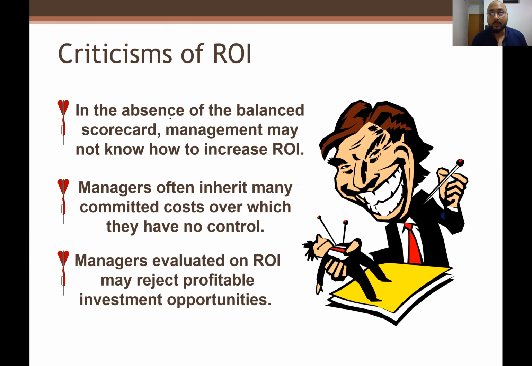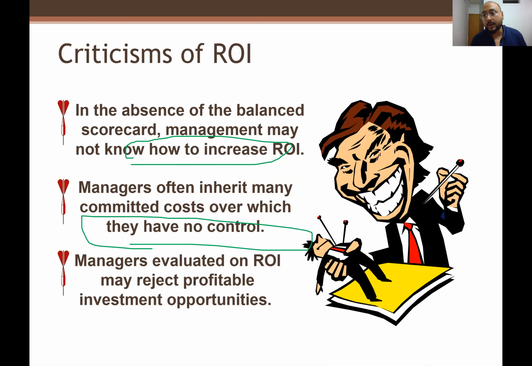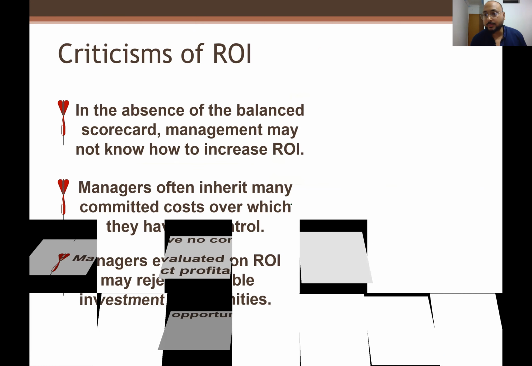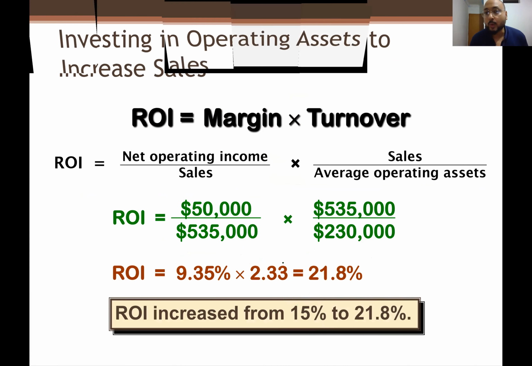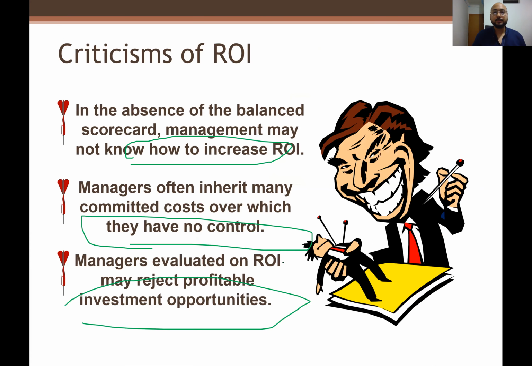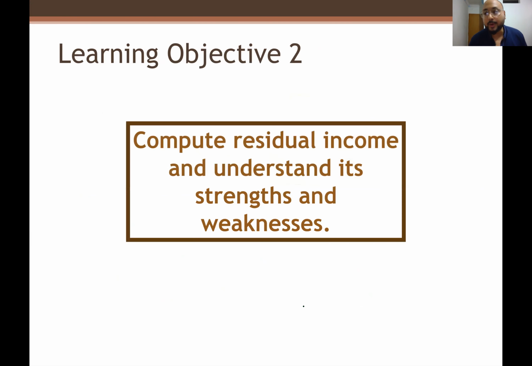So now the criticism on ROI is that in the absence of a balanced scorecard, management may not know how to increase ROI. Managers often inherit many committed costs which they have no control over. Managers evaluated on ROI may reject profitable investment opportunities because their salary is linked with the turnover, and turnover has decreased from 2.5 to 2.3. Right? So before going into learning objective 2, let's take a break and then we start again from here.